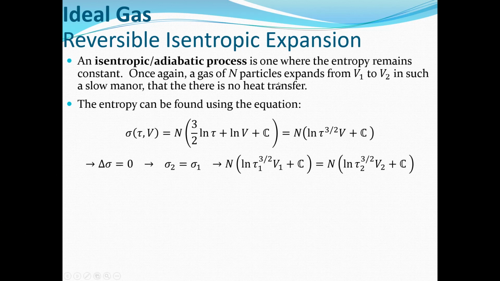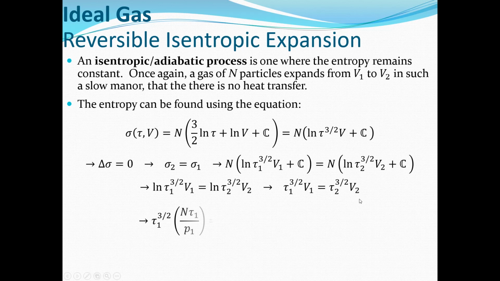The change in entropy is always going to be the same. So we know the entropy at the initial state has to be equal to the entropy at the final state. So we end up getting this relationship. From here, we can now find a relationship between the temperature and the volume related to the other temperature and volume. With the volumes, we can go back and plug in the ideal gas law. So this is one equation we can use.